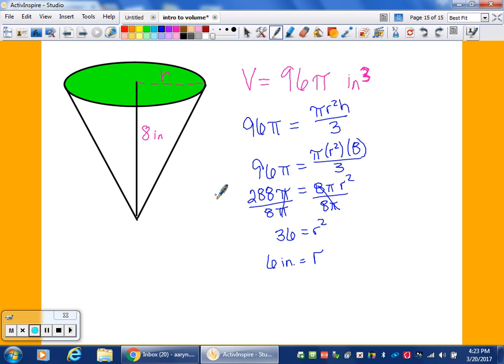Finally, let's look at a cone. If I told you this cone's volume was 96 pi and I wanted you to solve for the radius, you would simply set the 96 pi equal to pi r squared h over 3. Your h is 8, because they did give you that. Plug that in. Multiply by the 3, that becomes 288 pi equals 8 pi r squared. Divide by the 8 pi, you get 36 as your radius squared, so your radius would end up being 6 inches.